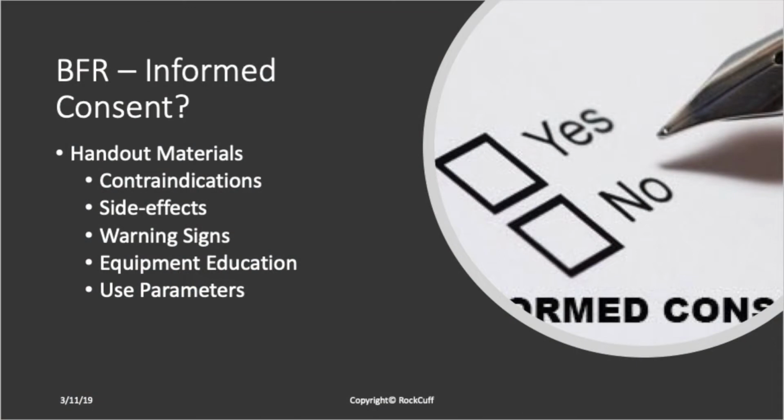Number one, there needs to be some type of handout materials. Those handout materials should include the contraindications. We've talked about those. They should also list some of the side effects. Bruising, make sure you put that one on there. Commonly forgotten, but a lot of times when patients come back, it's one of the first things that they see.